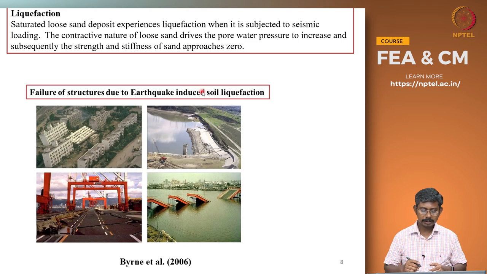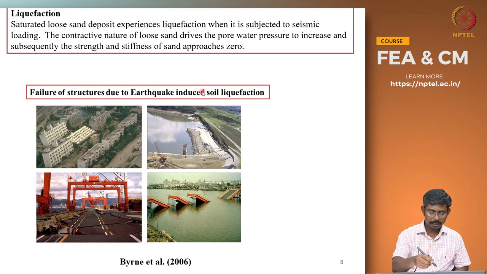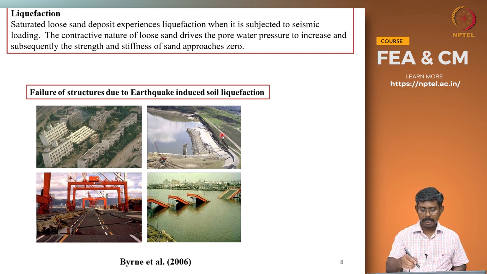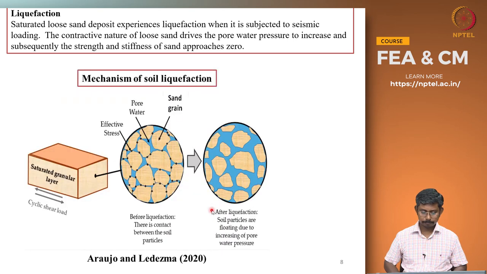So such liquefaction has caused devastating damages in the past. For instance, the Niigata earthquake in 1964 caused damage to the buildings, and the failure of dam is visible, failure of bridge structure, and damages to the harbor. So these are all as a result of liquefaction. So the consequence of liquefaction is catastrophic.